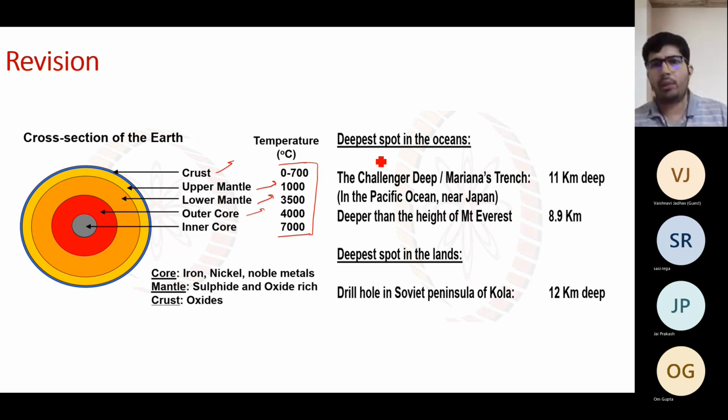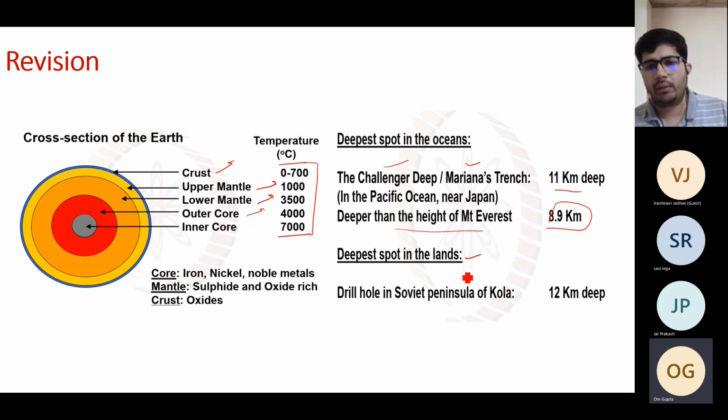The deepest spot in the ocean is the Challenger Deep or Mariana Trench, in the Pacific Ocean near Japan. It is 11 kilometers deep, deeper than the height of Mount Everest. Mount Everest is 8.9 kilometers, but the trench is deeper than Mount Everest. Now the deepest spot on land.